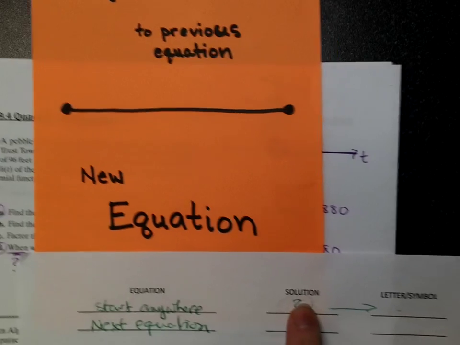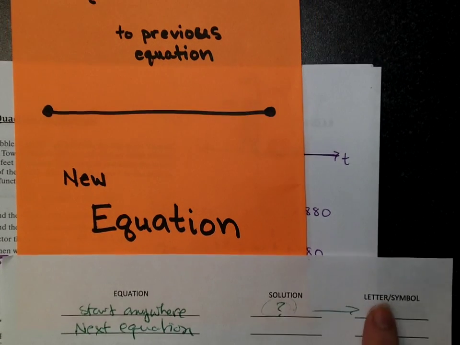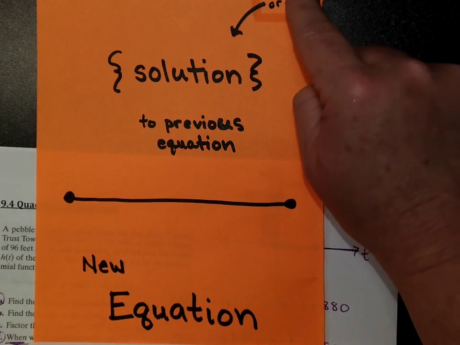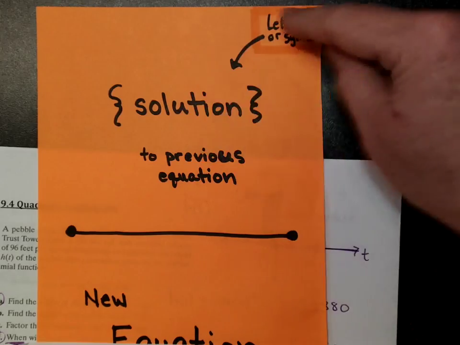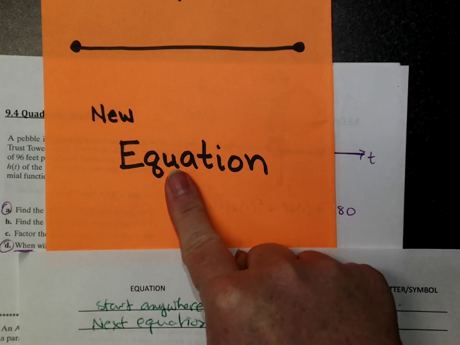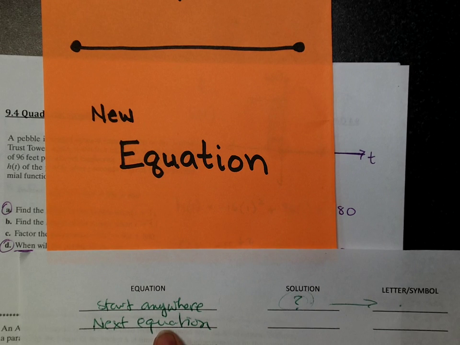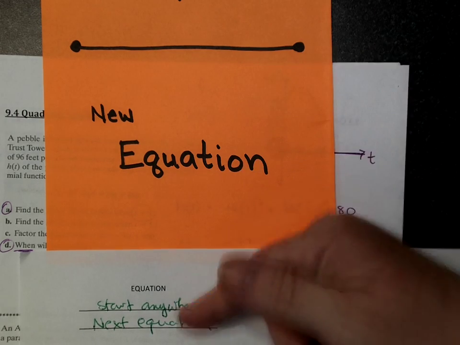Now when you find your solution on some other sheet, write down whatever letter is next to your solution. There's a letter or symbol here. So find your solution, write down your letter, and then you do the next equation. The bottom gives you your next equation. Find its solution, write down the letter, and do the one under it. You can start anywhere, but you have to follow the domino. Once you pick somewhere to start, you have to do the next one.